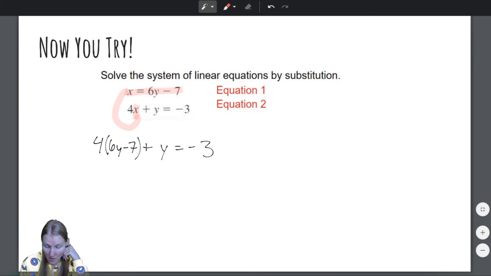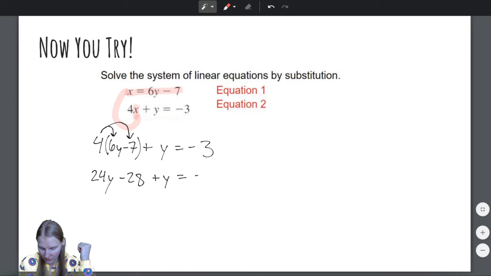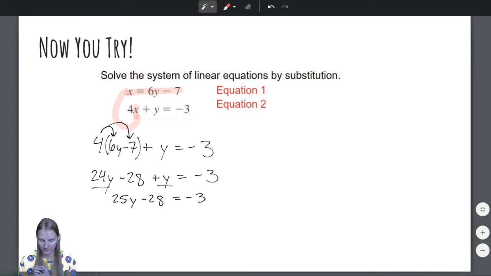All right, now I can distribute the 4. 4 times 6 is 24, and the y stays with it. 4 times -7 is -28, plus y equals -3. Let's combine some like terms here. 24y plus y is 25y minus 28 equals -3.